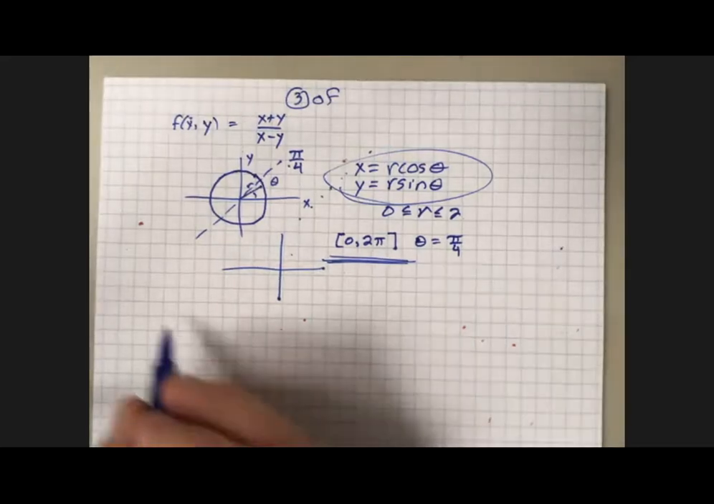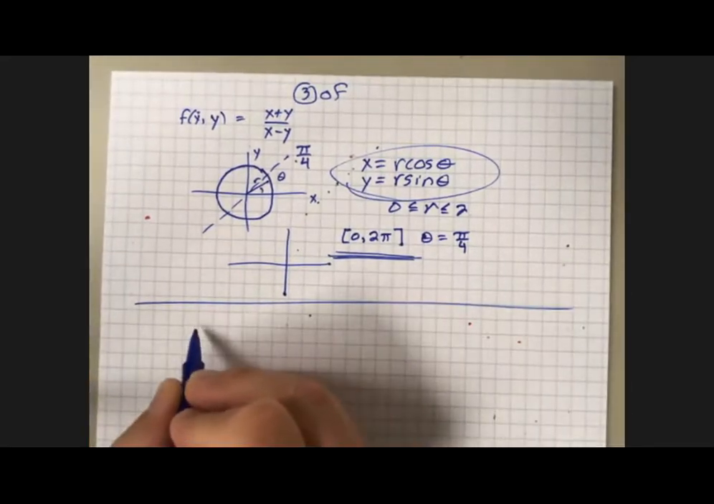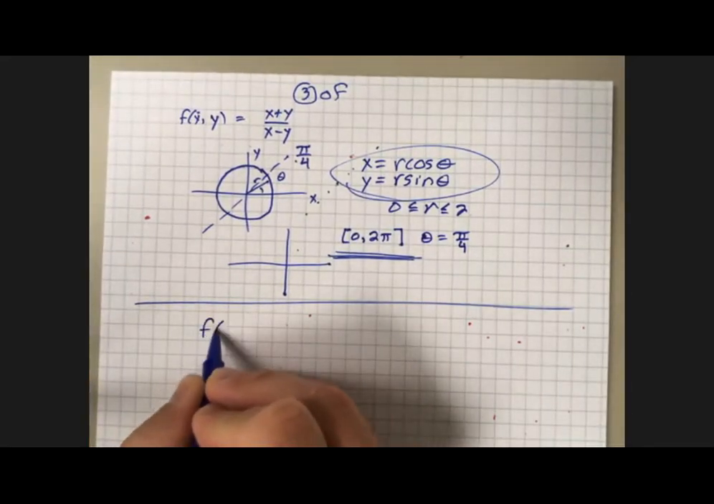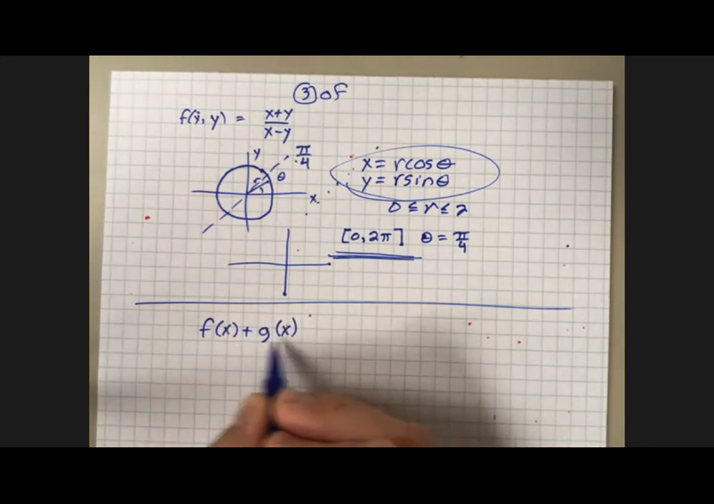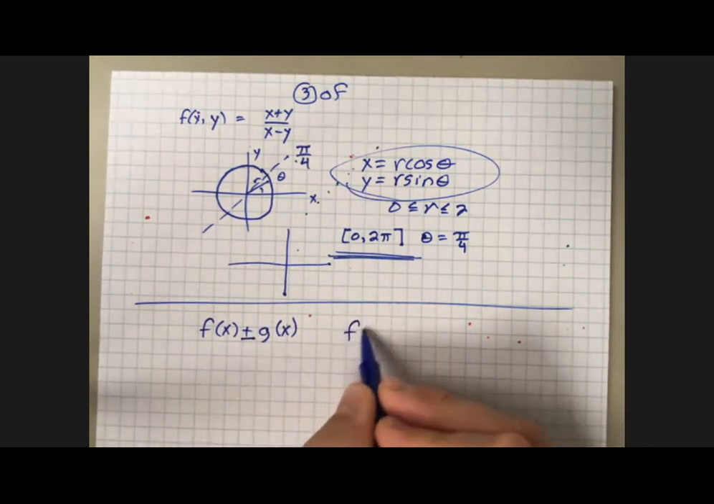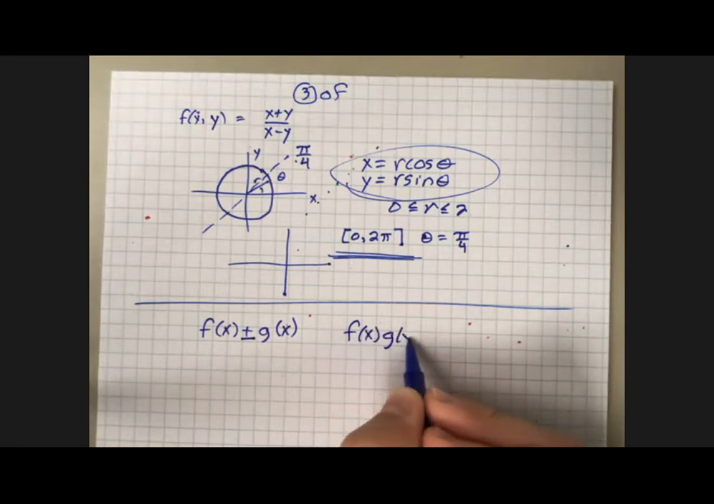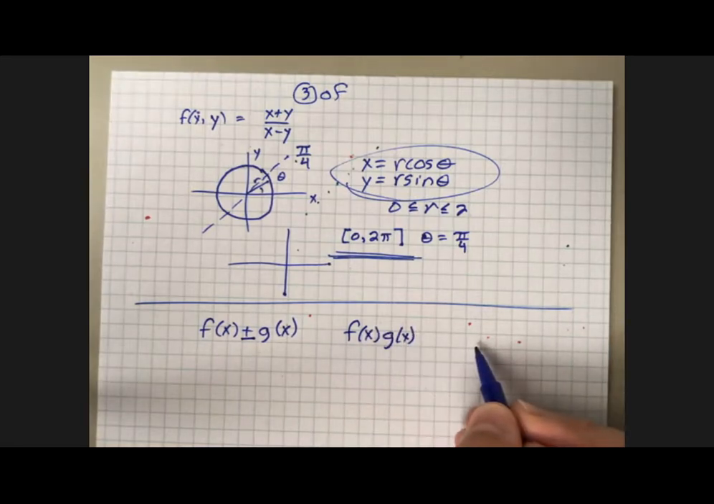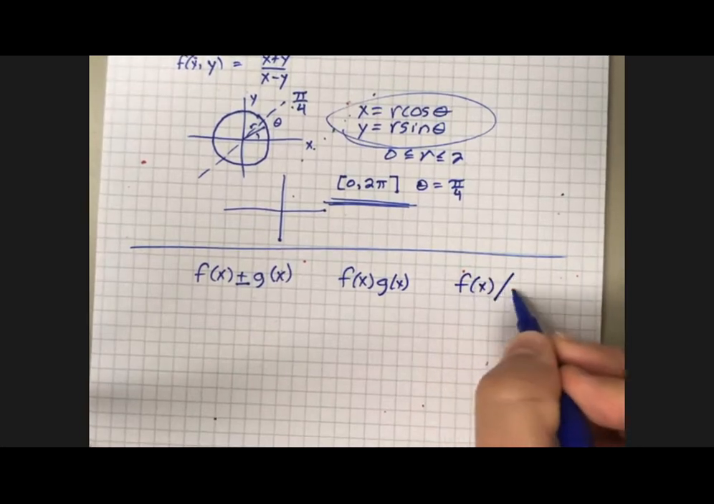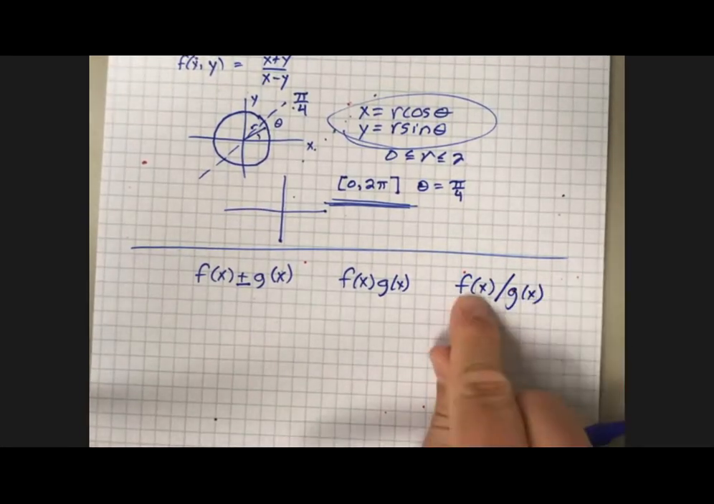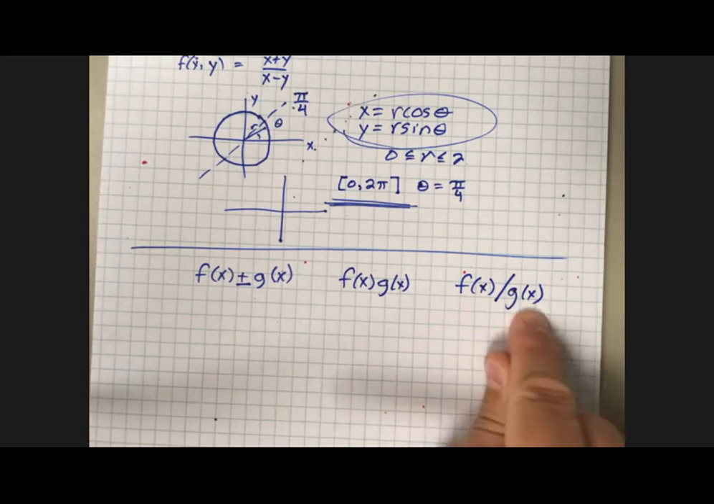Let's go back to our paper here. You learned that if you took two functions that were continuous and added them together, the sum is continuous, the difference is continuous, the product of two continuous functions is continuous. The only time you really got in trouble was when you took the quotient of two continuous functions. The quotient of two continuous functions is continuous so long as the bottom function never takes the value zero.